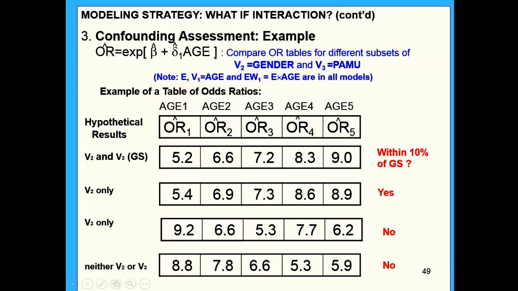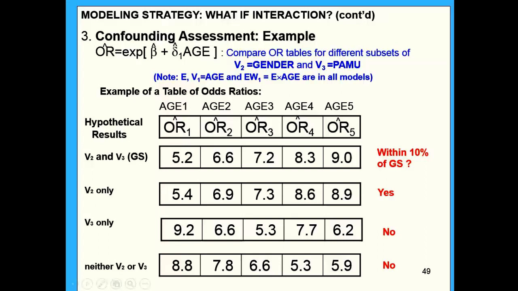It's not exactly the same, but if you think about it, is the 5.4, is that 10% different from 5.2? You're asking the same question, but you're doing it 5 times because you've got these 5 different age values. Okay, and it looks like these numbers, when you drop V3, aren't meaningfully different, 10%, whatever you want to call it, from the gold standard. So it looks like you could argue that, yeah, I can drop V3 and still control for confounding because I'm going to get the same answer as the gold standard model. Okay, that's what I'm saying.